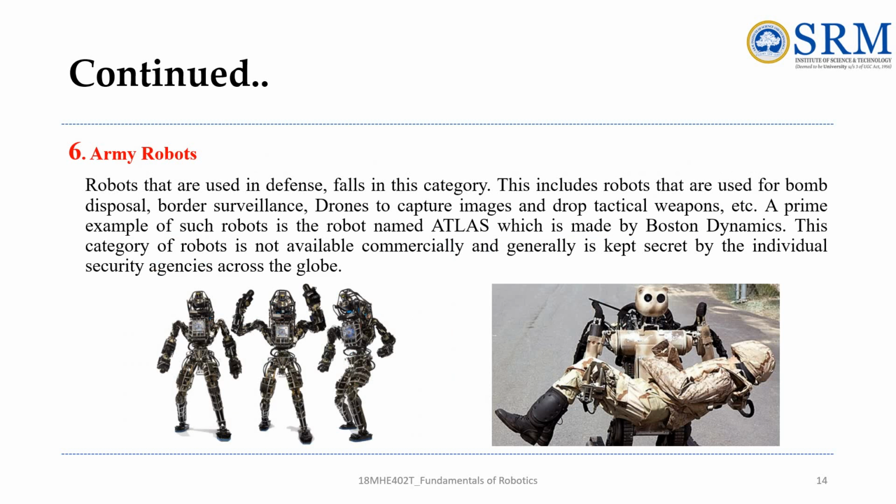So next is the army robots. These are used for defense purposes, and they include robots for tasks like bomb disposal, border surveillance, and drones that capture images and deliver tactical weapons. Okay, an example is the Atlas robot made by Boston Dynamics. So these robots are typically not sold to the public and are often used by security agencies, sometimes with a level of secrecy, you could see in the picture.